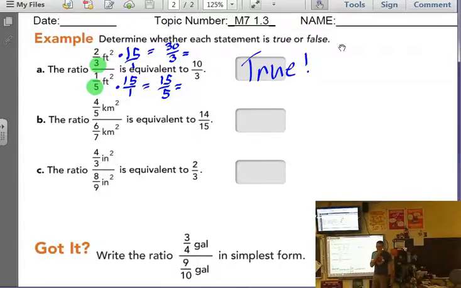So we don't have to use that method. For B and C, use whichever method you want. Try it on your own.